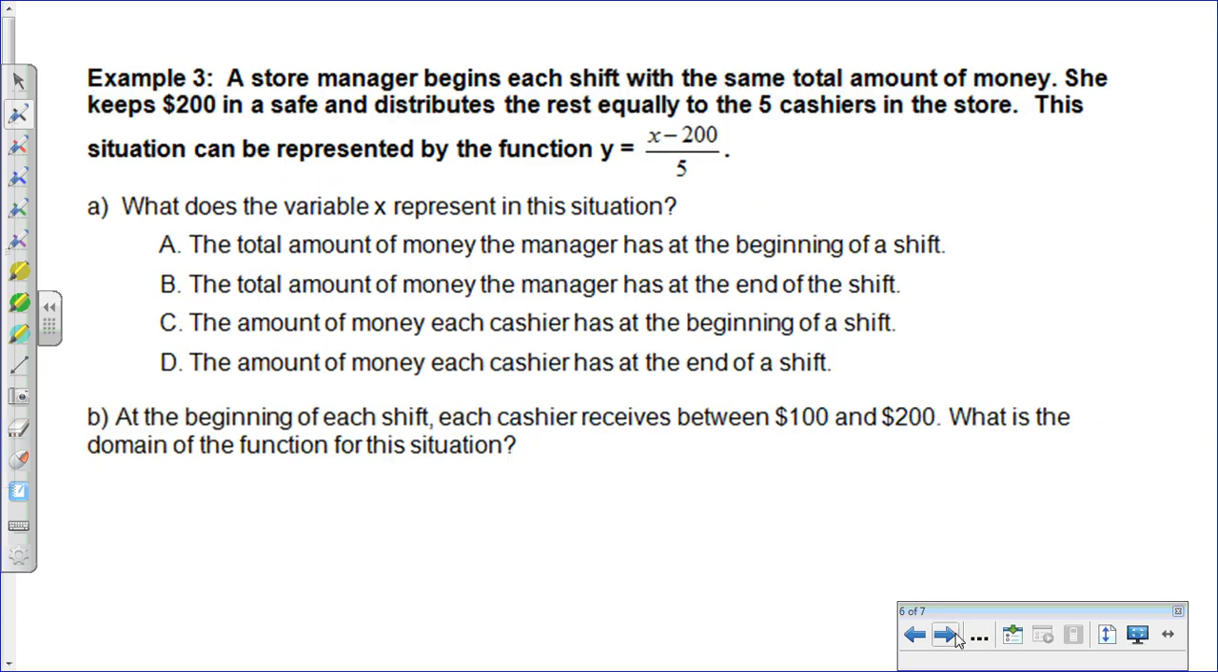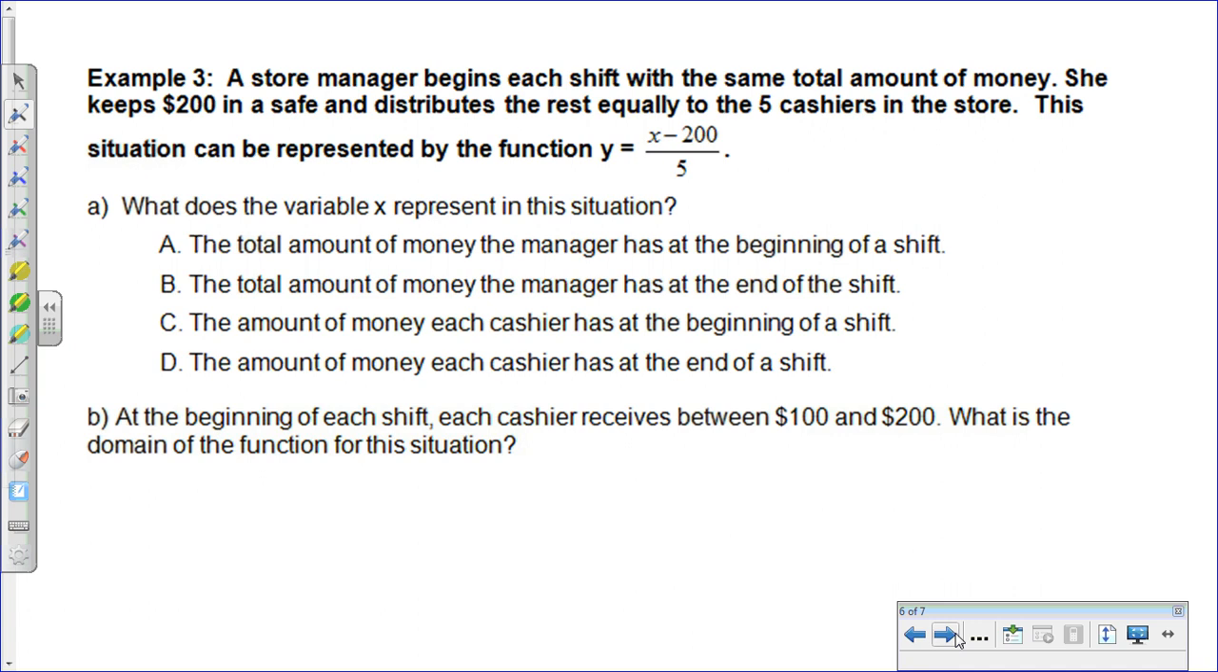One last question. A store manager begins each shift with the same total amount of money. She keeps $200 in a safe and distributes the rest equally to 5 cashiers in the store. This situation can be represented by the function y equals (x minus 200) divided by 5. So part A, what does the variable x represent in this situation?